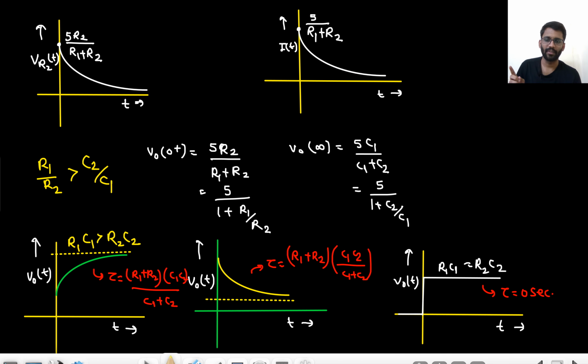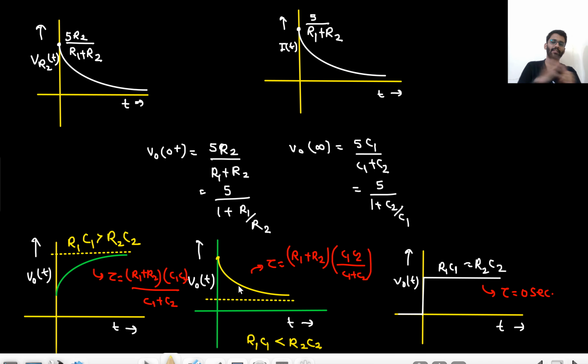So at t equals 0 plus we are having low value, and at t equals infinity we are having high value. And the other condition would be R1 C1 lesser than R2 C2. That means C2 by C1 is larger, so this value is larger, so overall value will be low. So infinity value is low and 0 value is high. So that's how the graph will go.